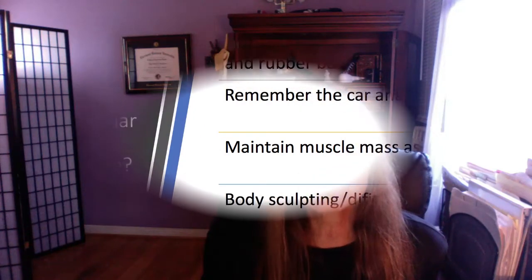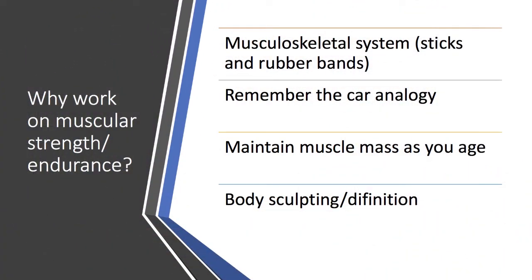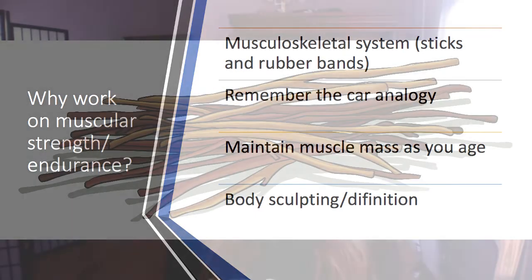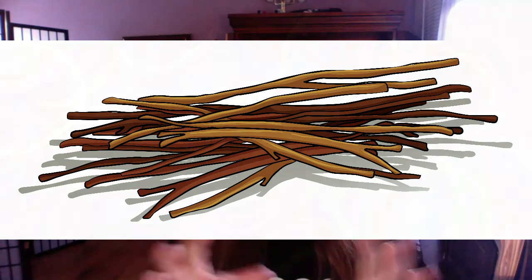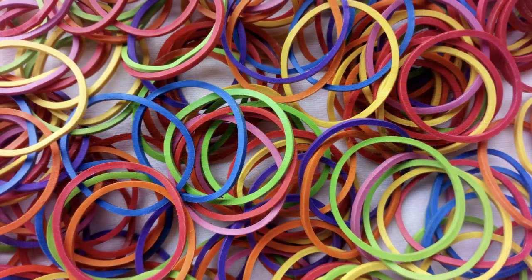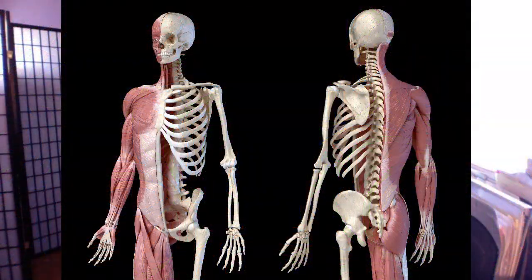Your musculoskeletal system, I want you to just imagine a pile of sticks. I'm just going to throw a pile of sticks on the floor, and all it is is a pile of sticks, right? But you've got to take that pile of sticks and create an upright structure with rubber bands. So it's like your skeletal system is the sticks and the rubber bands are the muscles, right?